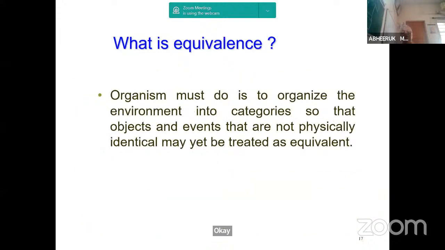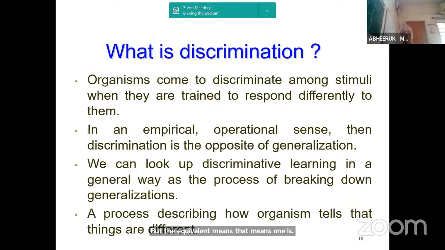Then another term we call equivalence. Equivalence means the organism must organize the environment into categories so that objects and events that are not physically identical may be treated as equivalent. Equivalent means that one is similar to another.